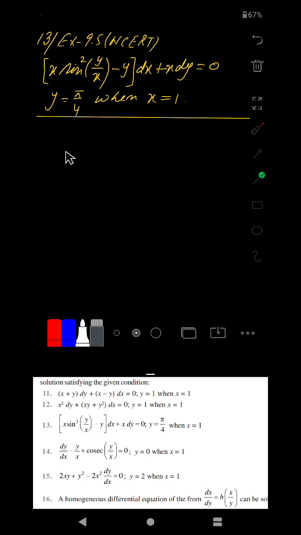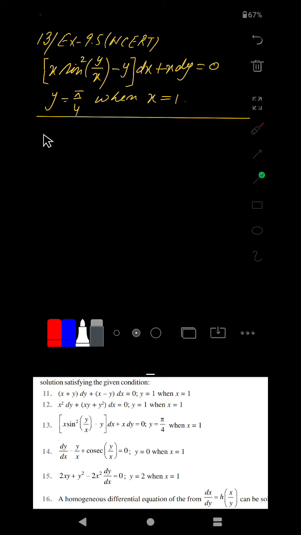Now we are going to solve question number 13 from exercise 9.5 NCERT, and we have skipped the 12th one because we have explained question number 11, and the 12th is very similar to the 11th one. So that should be tried out yourself. So the 13th one, we are going to start. That is x sin²(y/x) − y dx + x dy = 0, where the boundary value condition is given as y = π/4 when x = 1.